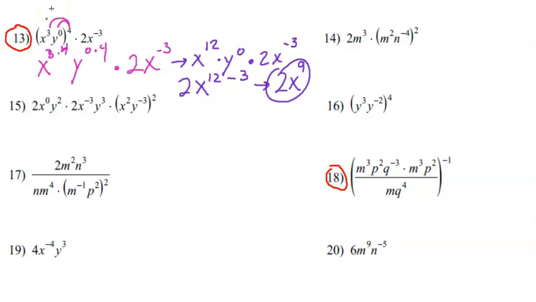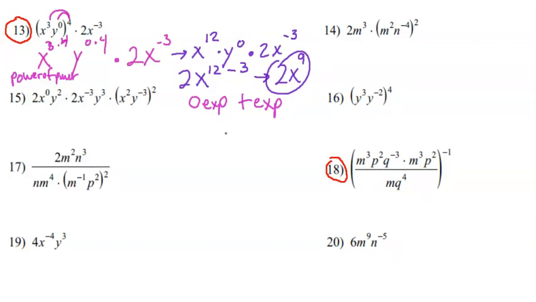Now if we go back and add our properties, this one we did the power of a power for those two. And then for the next step we did the zero property. And the product property, so adding exponents. And then you get your answer. Let's look at one more together.